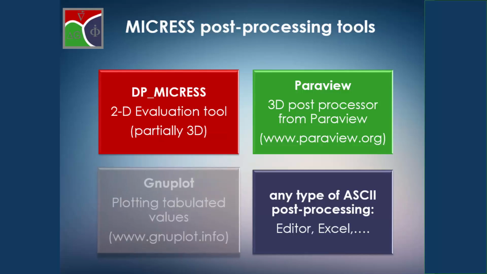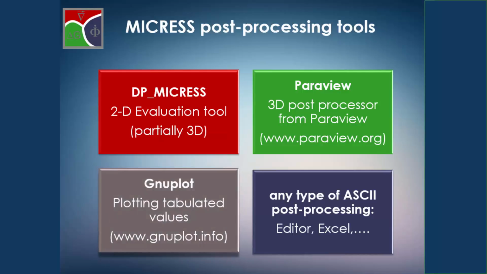Then there is NewPlot, which is for plotting of tabulated values. It is a command line-driven plotting utility and can be used for post-processing of text or ASCII files. Especially for the ASCII files, post-processing using tools such as an editor or Excel is possible. The next video in this MICRESS post-processing tutorial series will describe extensively the display MICRESS tool.